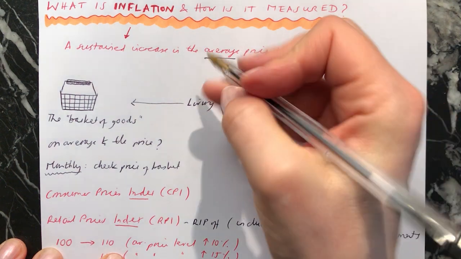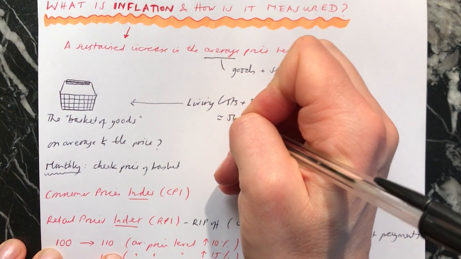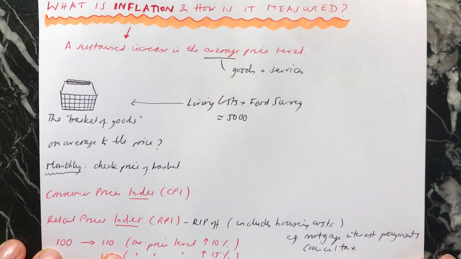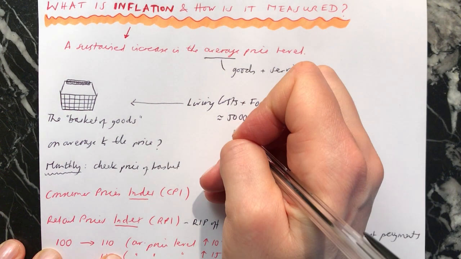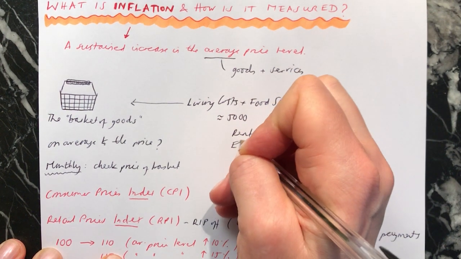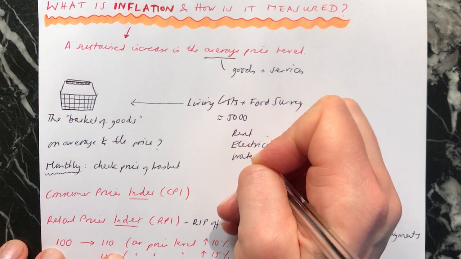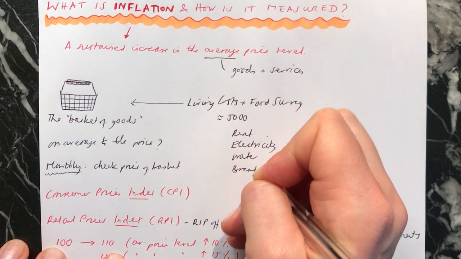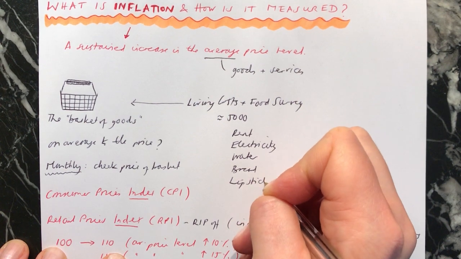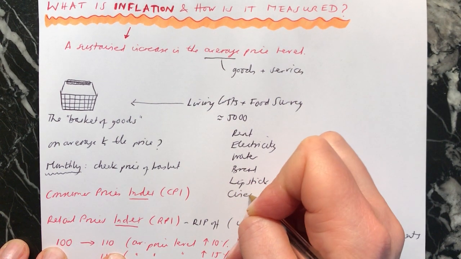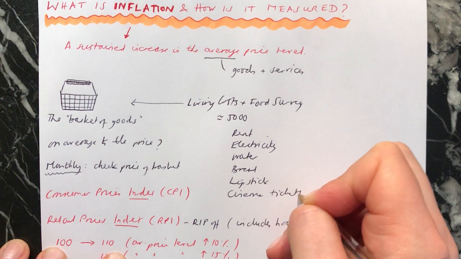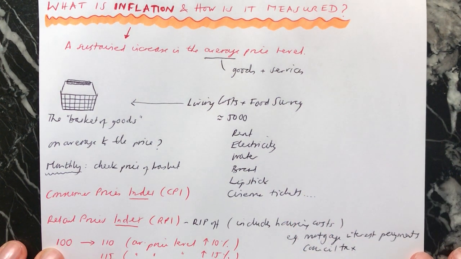And this is where they ask approximately 5,000 people every year what they're spending their money on. So it might be that they're spending money on their rent, their electricity, their water, bread, lipstick, going to the cinema, all of these things. And they ask these 5,000 households what they're spending their money on. So all of them will be spending money on different things.